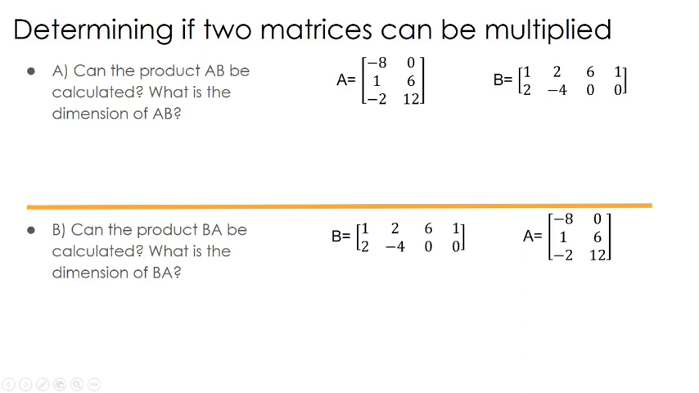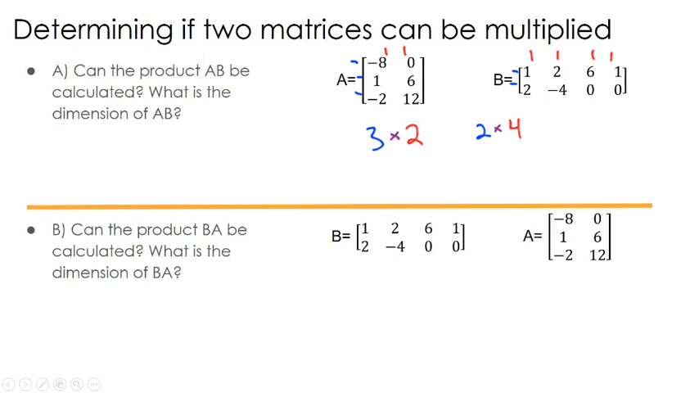Okay? And so, as I look right here, our matrix A, I'm just going to write it, we have 3 rows and we have 2 columns. So what I have is a 3 by 2 matrix. And over here, it looks like we have 2 rows, but we have 4 columns. So here we have a 2 by 4 matrix.